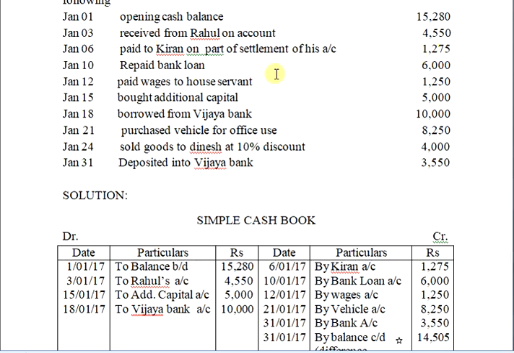When we are paying, our cash balance reduces, so it should be taken under which side? Credit side. What is the date? 6/1/2017, by Kiran account, 1,275.